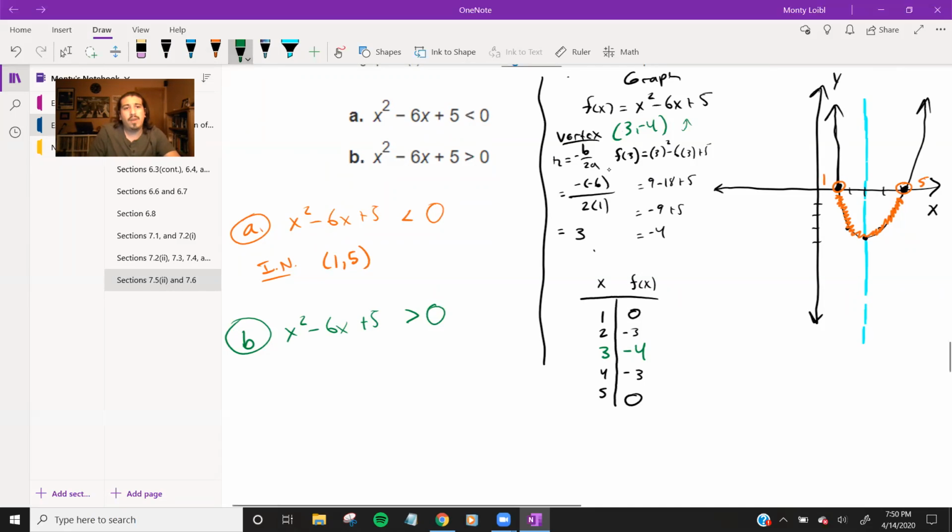Okay, now we can look at when it's greater than 0. Well, when it's greater than 0, it's the other side. It's whenever these values go up. These are our positive outputs. These are our negative outputs. So when it's greater than 0, or we have positive outputs, we would shade it here. So there's what your solution would look like there.